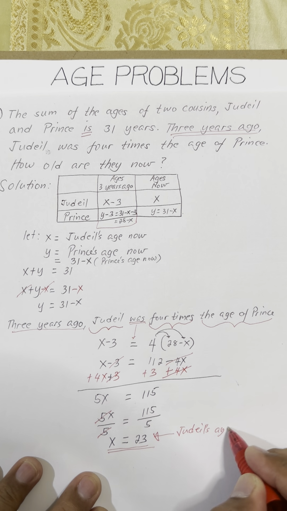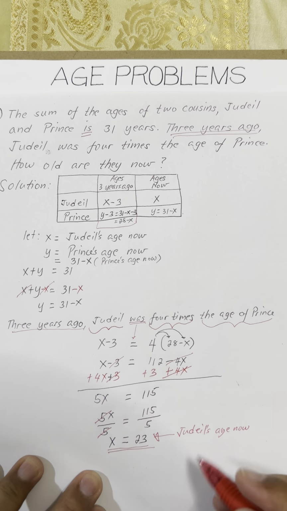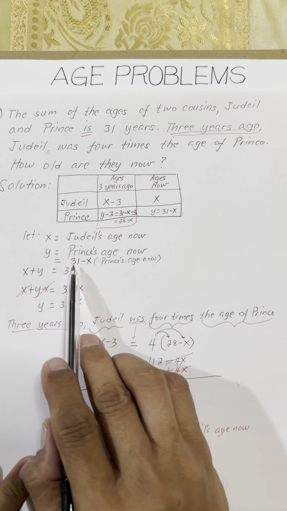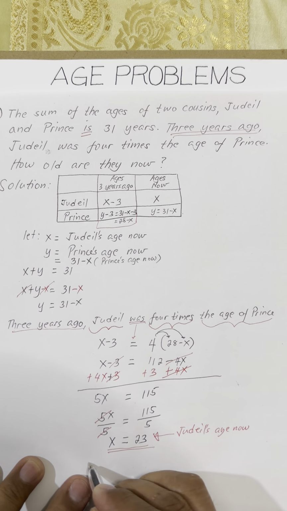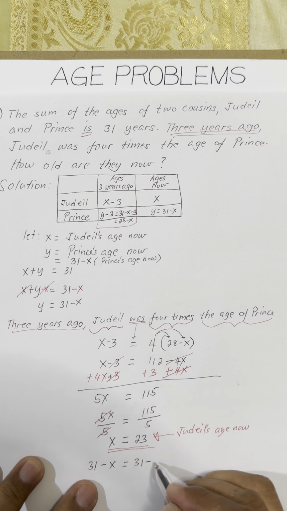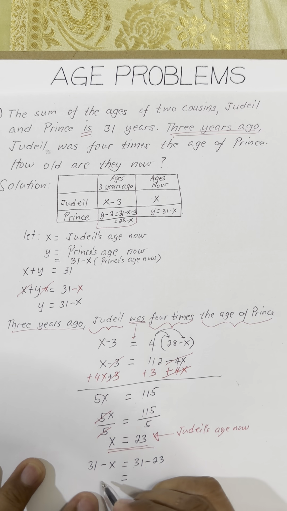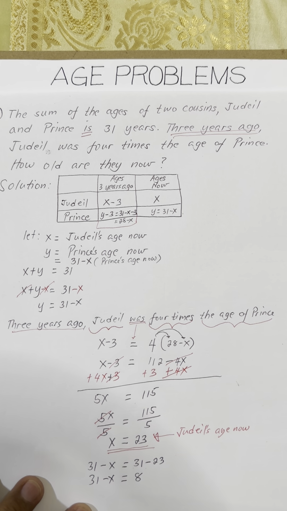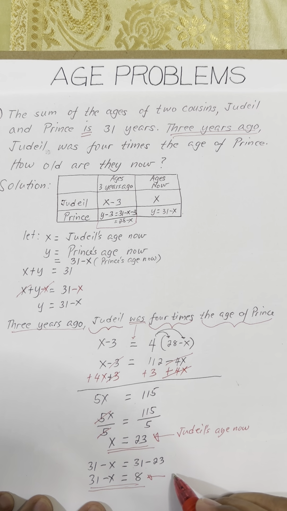Judel's age now. Alright, so to solve for Prince's age now, Prince's age is equal to y, or simply 31 minus x. So 31 minus x, where x is 23. Therefore, 31 minus x, which is Prince's age now, is equal to 8. So this is Prince's age now.